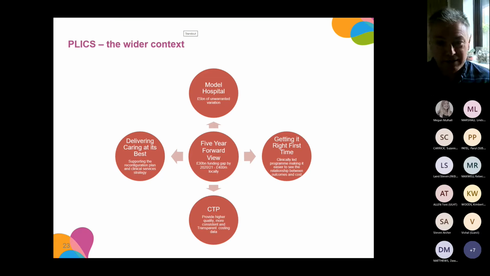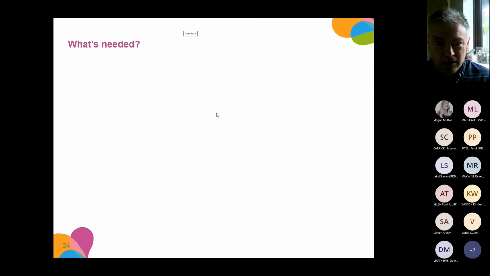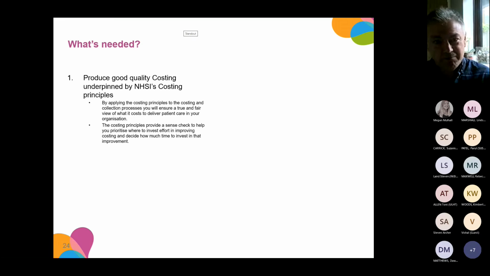And yeah, delivering care at its best. That's partly my job now, that I work with our services to try and deliver the best care for Nottingham in a sustainable way. What's needed? We need to produce good quality costing, and it's got to be underpinned by NHSI's costing principles. So there's specific guidance around how we all cost, so we do the same thing no matter which trust we're at. And that enables better benchmarking and a higher standard of costing.